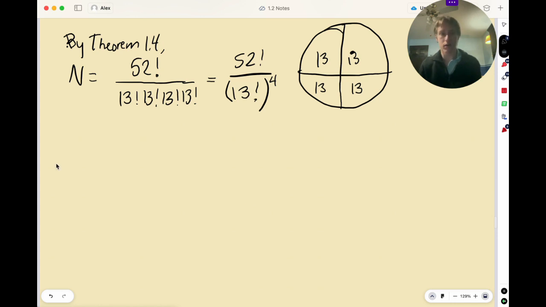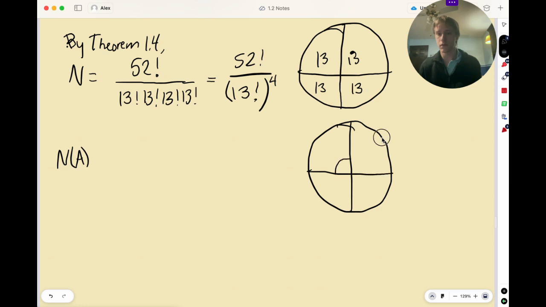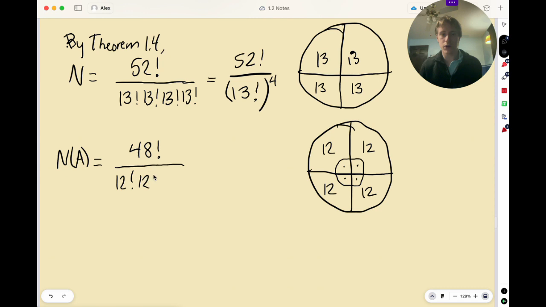Okay, so that's the total number of outcomes of a bridge setup. Now, how many different ways can A occur? Well, that one's going to take a little bit of thought. But the idea is I can still draw a picture, and this picture is going to look something like this. We have 12 cards that aren't aces, and then we also have that each person has an ace. There are going to be two aspects to the number of ways that A can occur that we need to take into account. So the number of ways A can happen is going to be 48 factorial divided by 12 factorial, 12 factorial, 12 factorial, 12 factorial. This gives us the number of ways that we can take the non-aces and partition them into four equal groups. So we're excluding the aces right now.